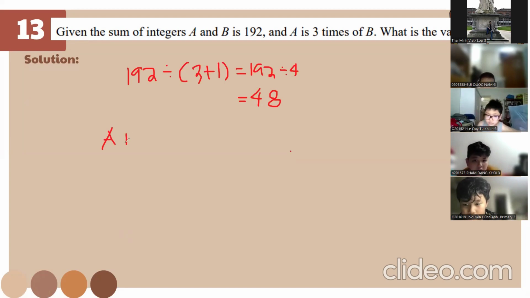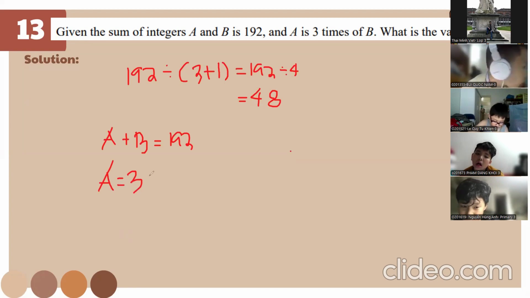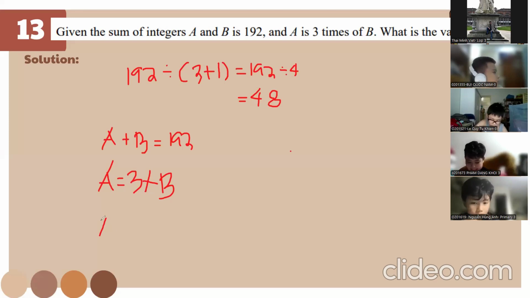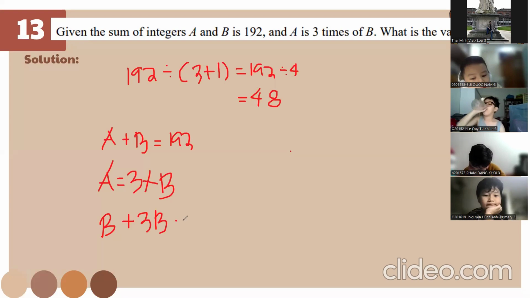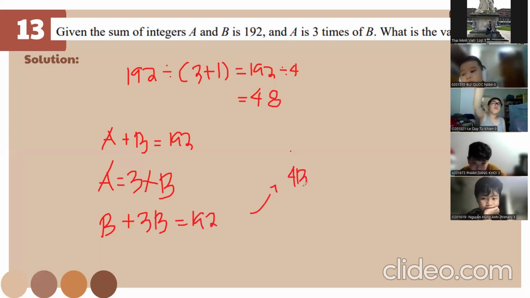Okay, a plus b is equal to 192. If a is 3 times b, then we can just say b plus 3b, which is 4b.